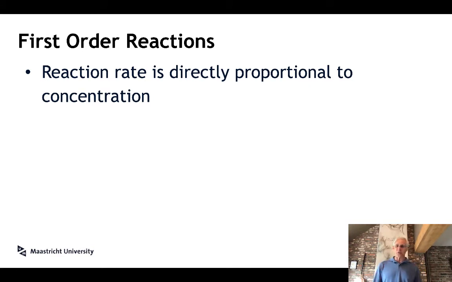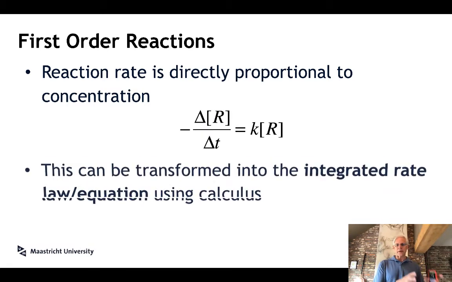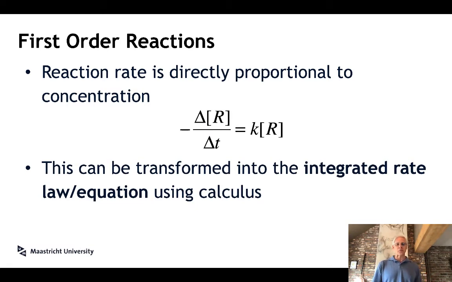Initially, they are probably one of the most common types of reactions that we see. During a first order reaction, the reaction rate is directly proportional to the concentration of the reactant involved in the rate law. When we look at that, we have negative delta R over delta T equals K times R.